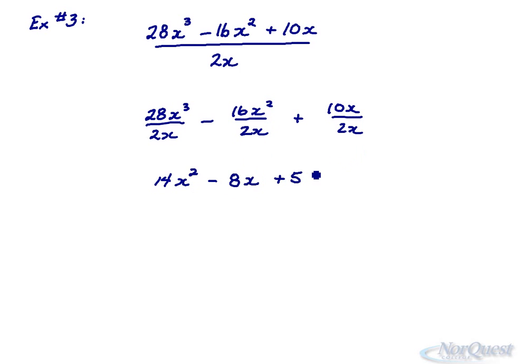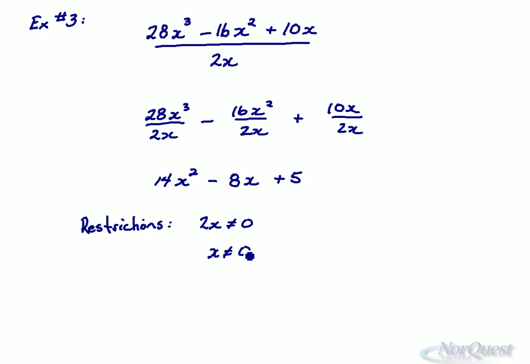Now, a lot of times you're going to be asked to state the restrictions. So when you're stating restrictions, this means that you are not allowed to divide by 0. Anytime you have something in the denominator, you have to set that not equal to 0 and solve for the variable. When you divide by 0, your expression becomes undefined. So in this case, 2x cannot be 0, that means that x cannot be 0.